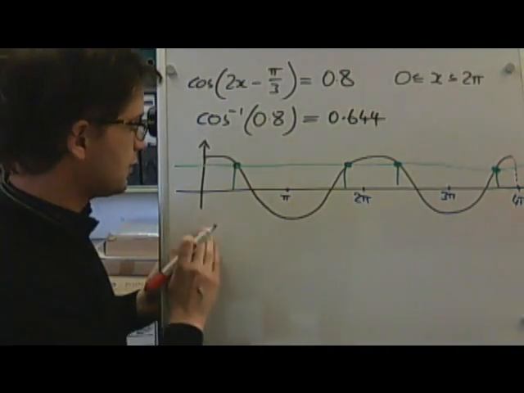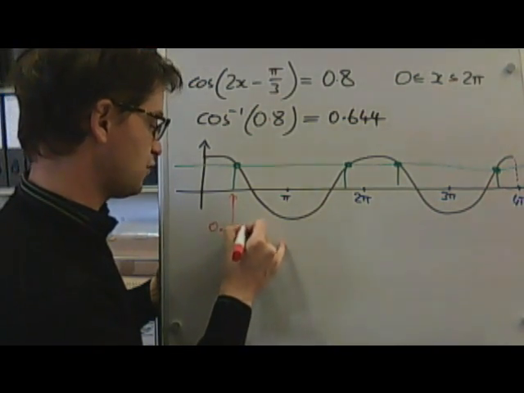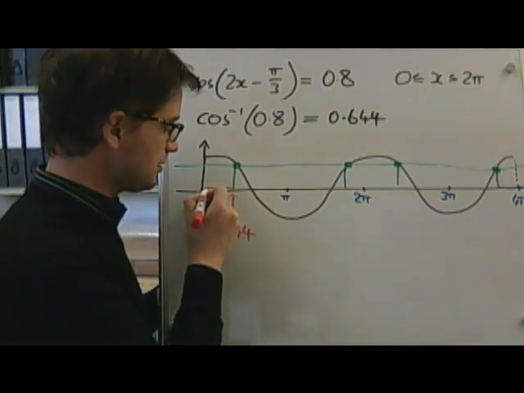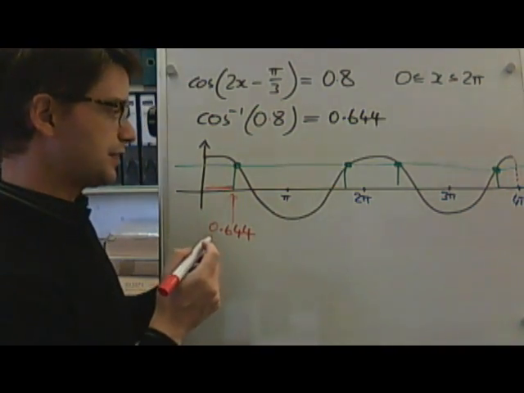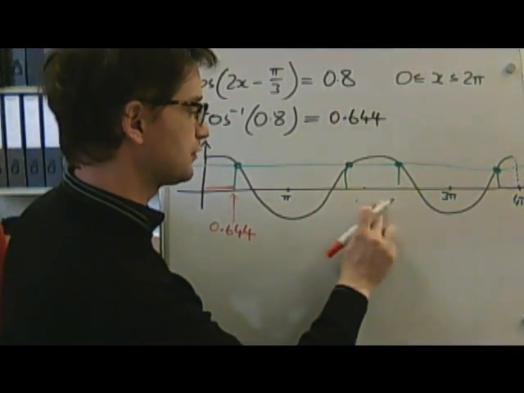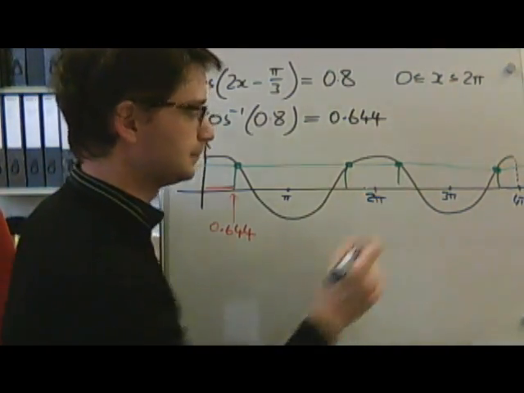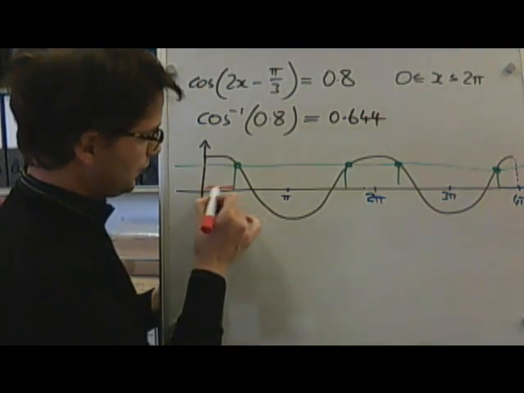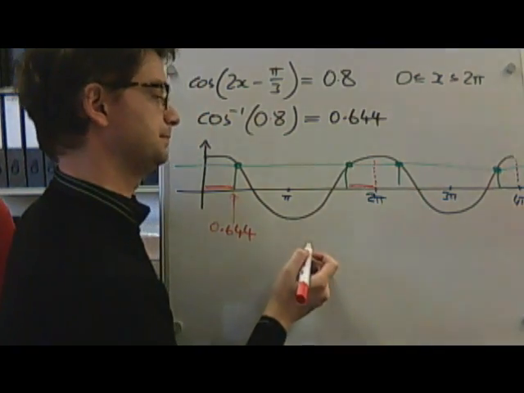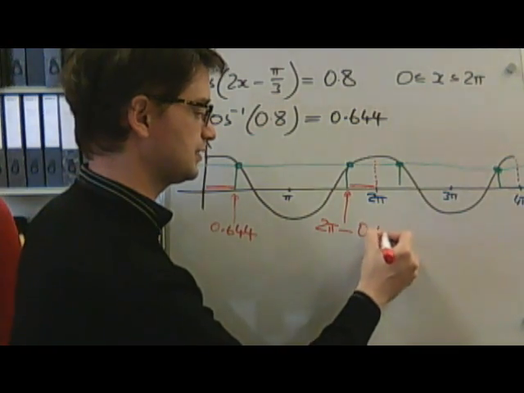And the calculator has told me that this first one is 0.644. Okay? And I'm going to use the symmetry of the curve. So because of the symmetry of the curve, I've not drawn this very well, have I? I'll move that over a little bit probably. Because of the symmetry of the curve, this bit must be the same as this bit. So this one must be 2 pi minus 0.644.